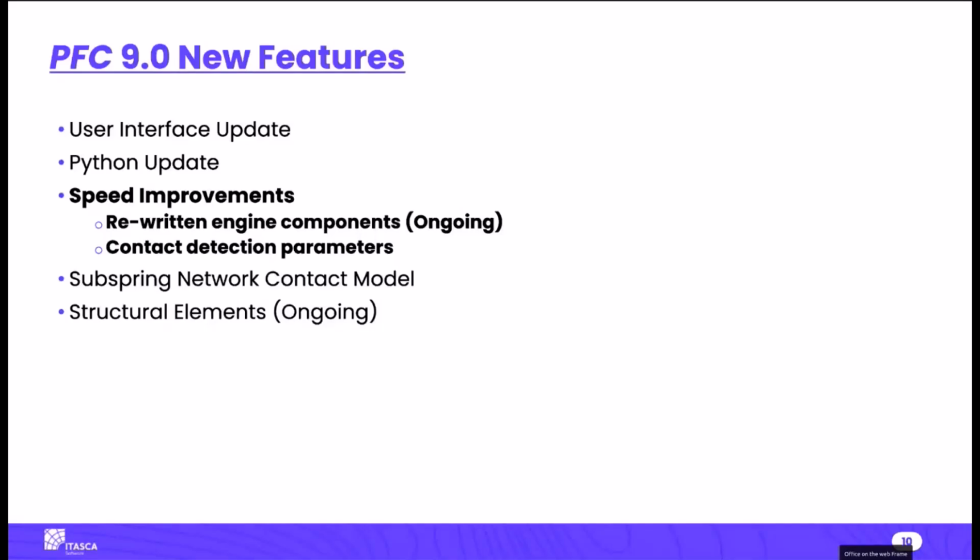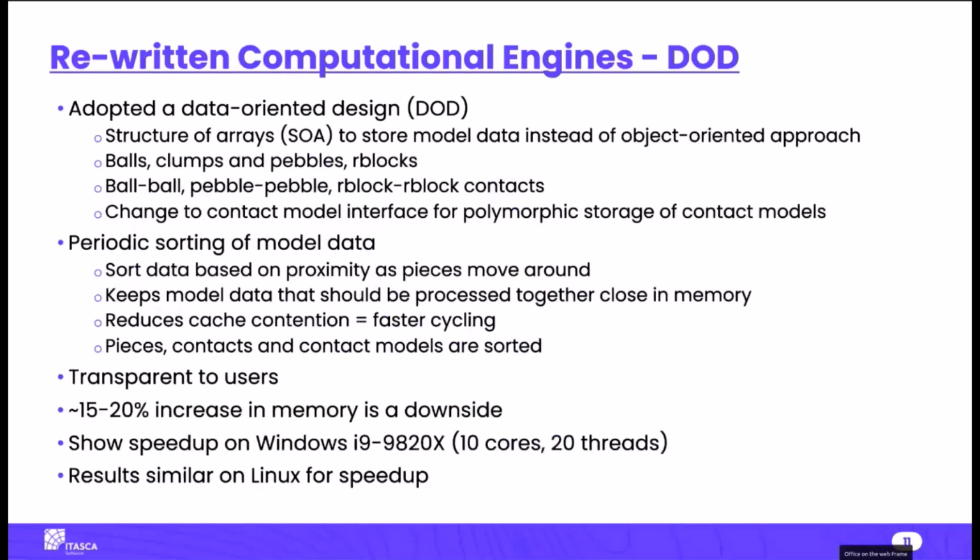Moving on to speed improvements, the main feature besides the user interface is a rewrite of many of the engine components in PFC 9 from PFC 7. And to give everybody a boost, hopefully, in the performance as they're running models. So what have we done? We've actually taken a very different design approach to the underlying data structures. So this is transparent to you as the user, but I do want to touch on it because it is important.